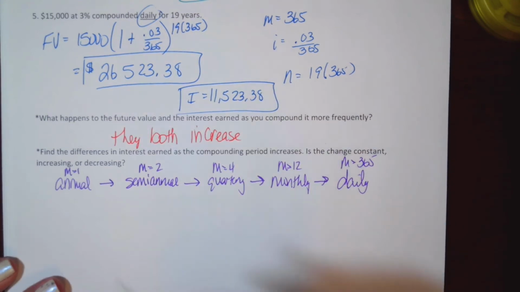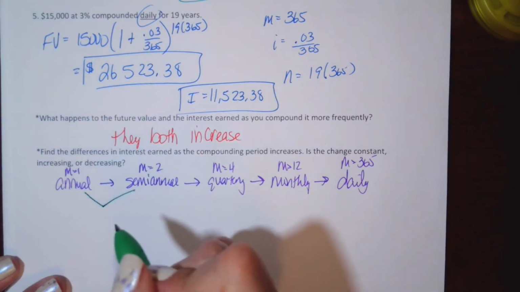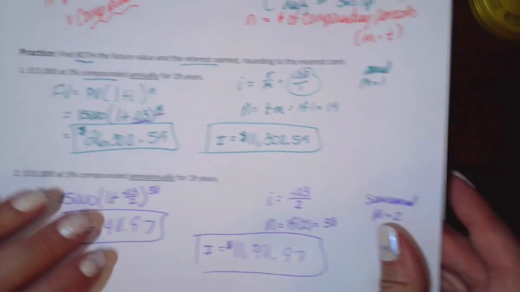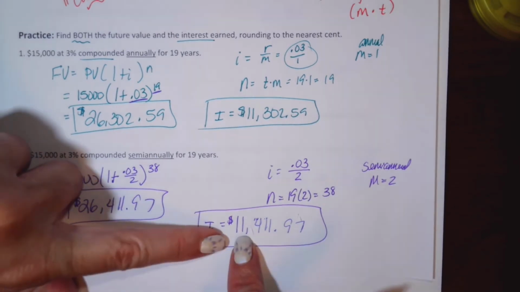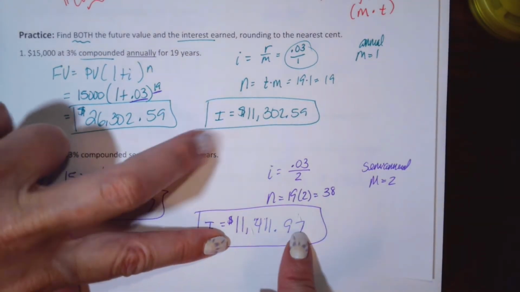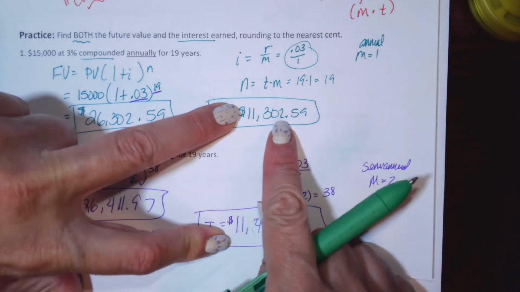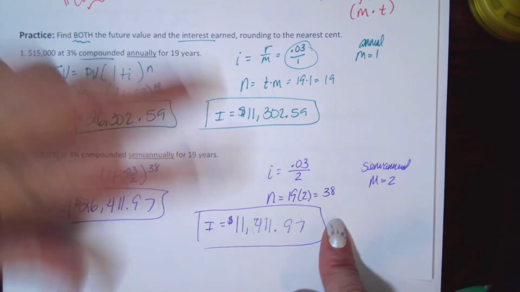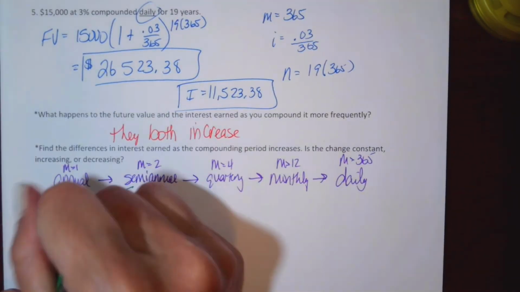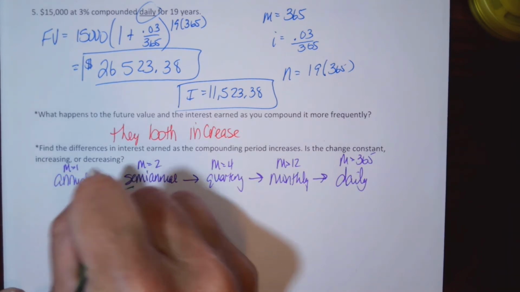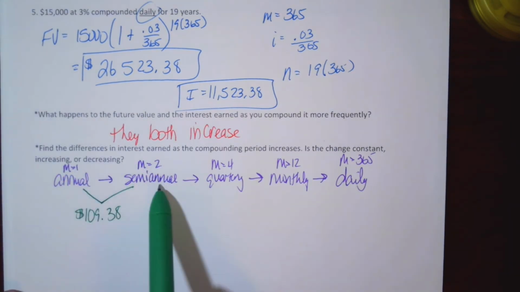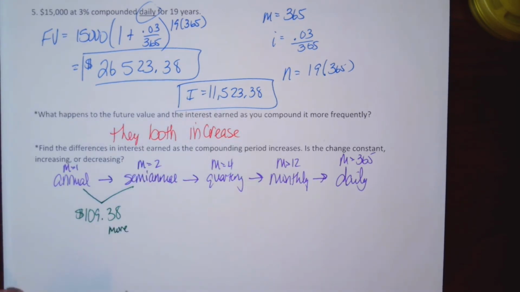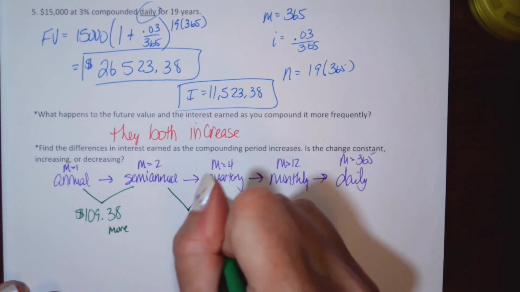So what was the difference earned in the interest from annual to semi-annual? Well, let's look back at our first page. Interest earned when it was compounded semi-annually was $11,411.97. Interest earned annually was $11,302.59. If I subtract those two amounts, I find that that difference, if it's semi-annually compounded, I earn $109.38 more.